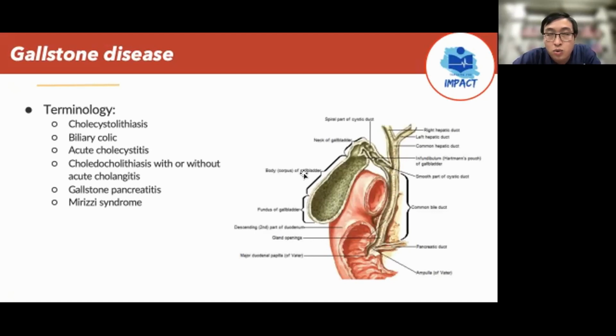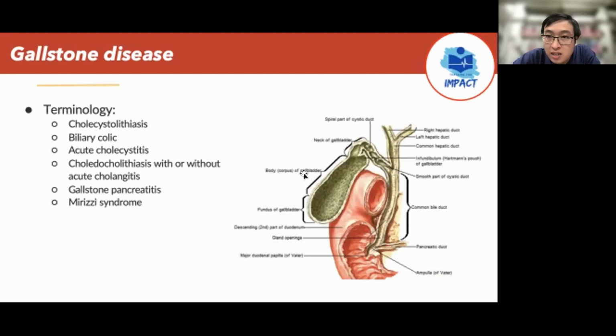And I think the thing to remember about cholecystolithiasis, so the presence of stones in the gallbladder, is that it is not considered a disease unless it causes symptoms. So cholecystolithiasis without symptoms is just called cholecystolithiasis. Cholecystolithiasis with symptoms is called gallstone disease.